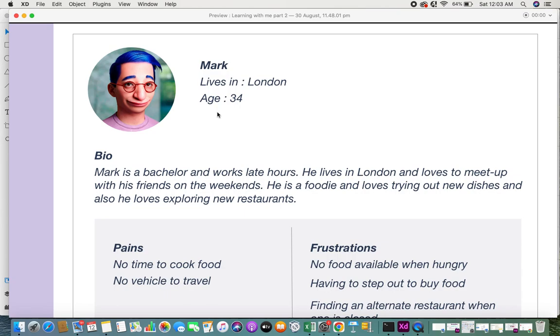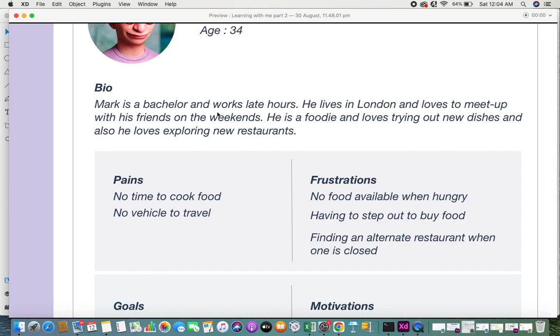For example, over here, if this persona is going to represent the customer of a delivery app, the customer here is Mark. Mark is a bachelor, works late hours, lives in London and loves to meet up with his friends on the weekends. He is a foodie and loves trying out new dishes, and also loves exploring new restaurants. So that's a little biodata about Mark. And then Mark is going to represent all the other people's pains, frustrations, etc.